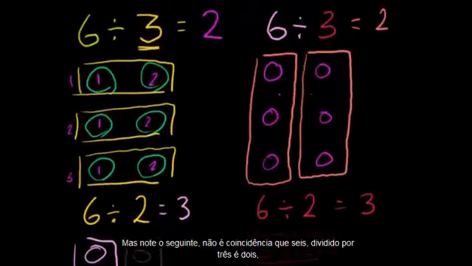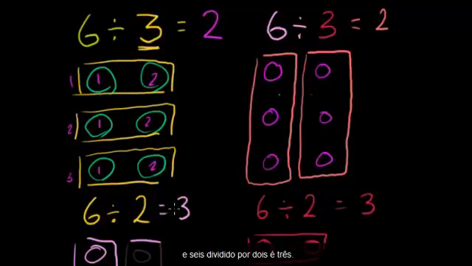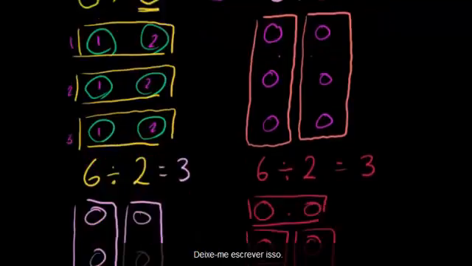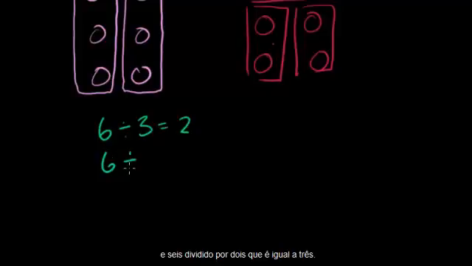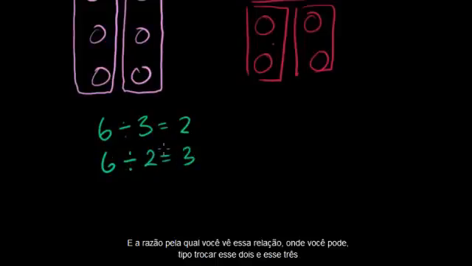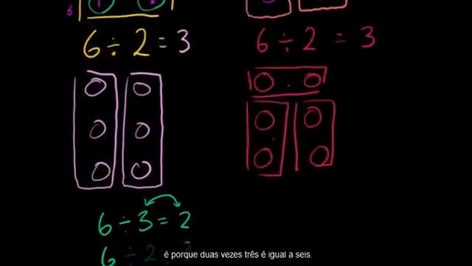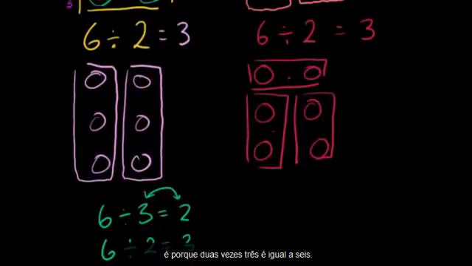But notice something. It's no coincidence that 6 divided by 3 is 2, and 6 divided by 2 is 3. Let me write that down. We get 6 divided by 3 is equal to 2, and 6 divided by 2 is equal to 3. And the reason why you see this relation where you can kind of swap this 2 and this 3 is because 2 times 3 is equal to 6.